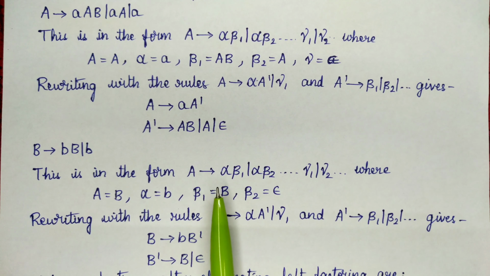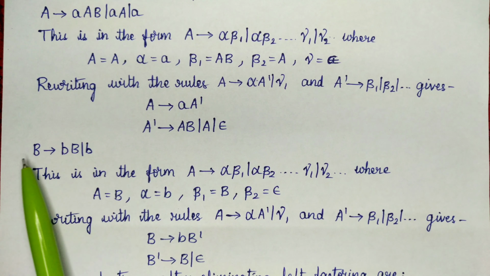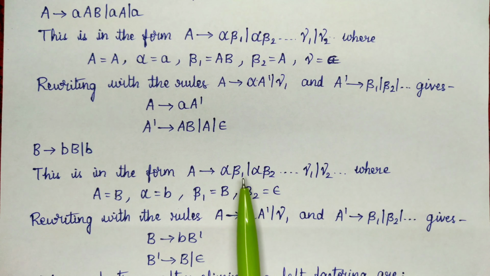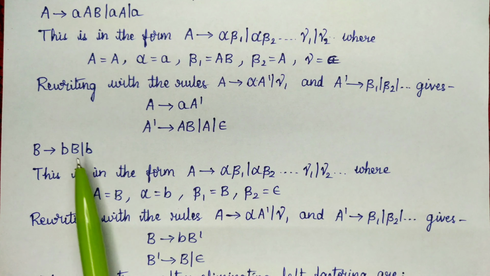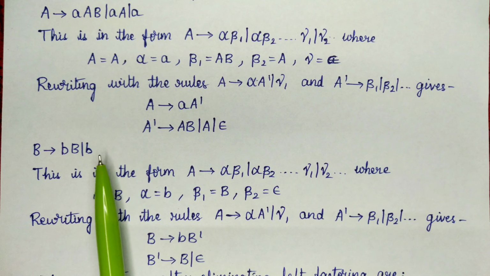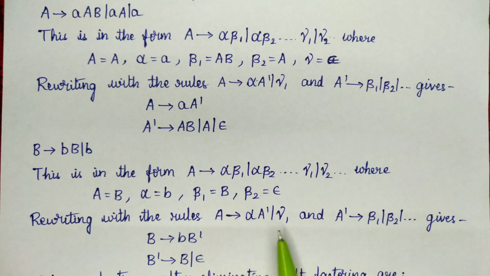Comparing it with our grammar, A means B, alpha means small b and beta 1 means capital B, and we don't have beta 2 here, so it is considered as epsilon, and we don't have gamma here. So rewriting it with our rules, A means B implies alpha means small b and A prime means B prime, and we don't have gamma.